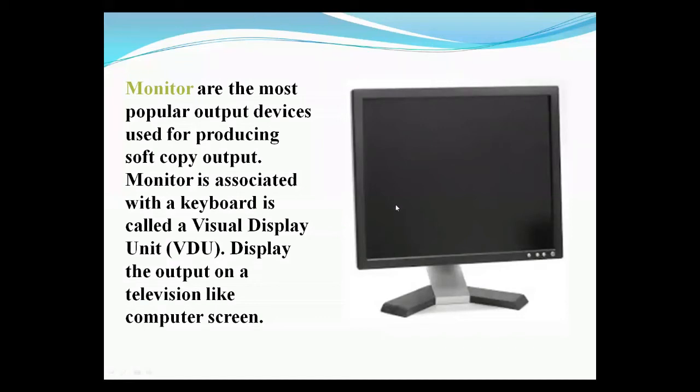The monitor associated with a keyboard is called a visual display unit, also called VDU. VDU stands for Visual Display Unit, and it displays the output on a television-like computer screen. If you type some data from the keyboard and it is seen on your computer screen or television screen, the data that comes onto the monitor screen is called the output or the display.